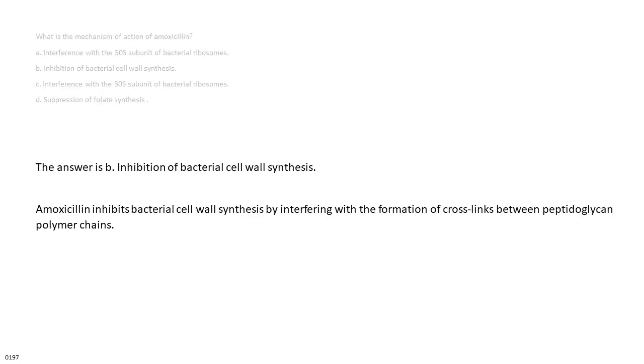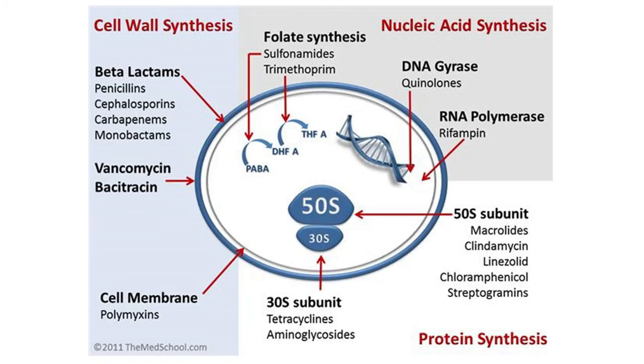The answer is B. Inhibition of bacterial cell wall synthesis. Amoxicillin inhibits bacterial cell wall synthesis by interfering with the formation of cross-links between peptidoglycan polymer chains.